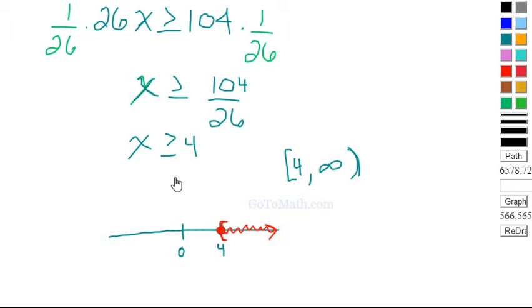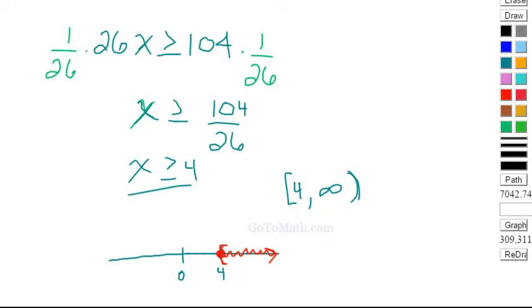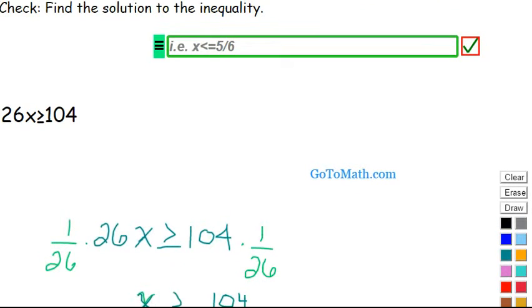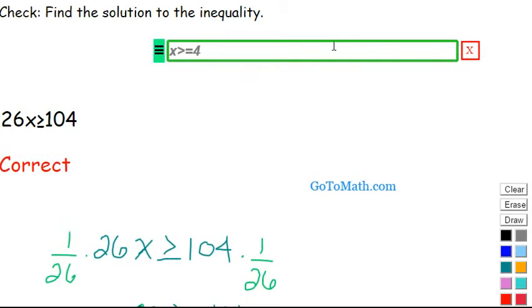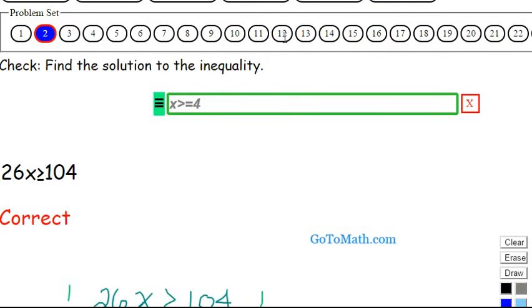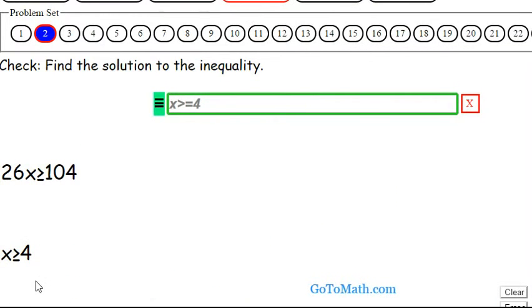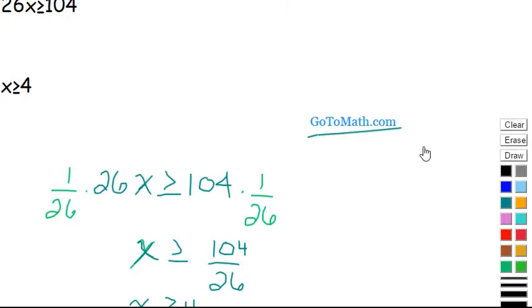Okay, so several different ways here of expressing that. Alright, x is greater than or equal to 4. Let's hold our breath. Should check out, right? And of course answer x is greater than or equal to 4. Alright, so come on by GoToMath.com, practice that, and see you later.